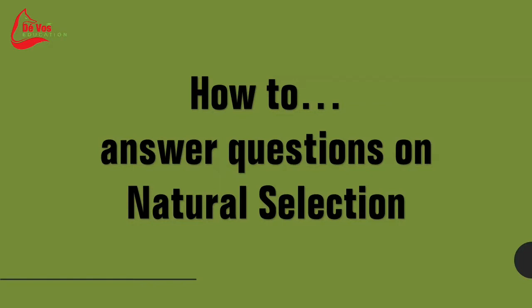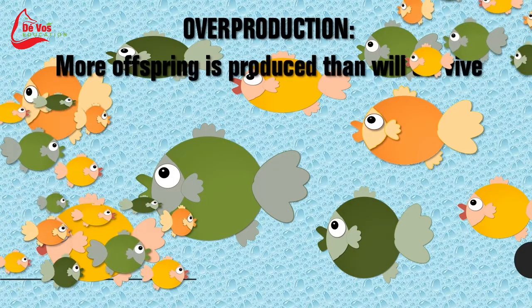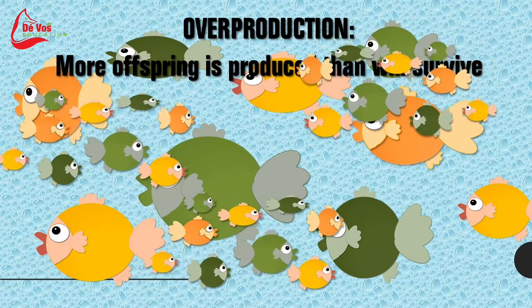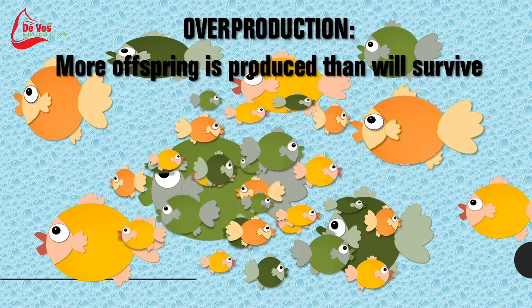How to answer questions related to natural selection if you are given an example. Start by talking about overproduction, stating that more offspring is produced than will survive.